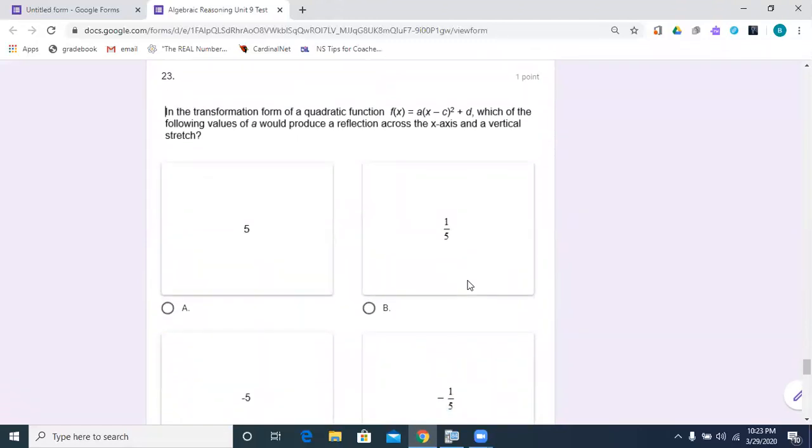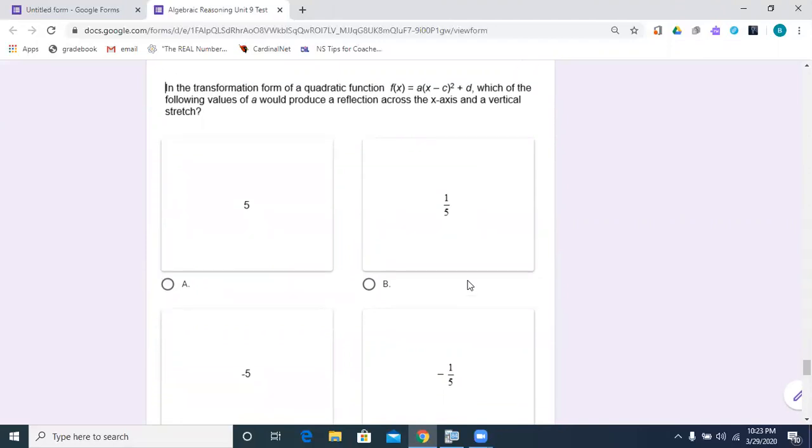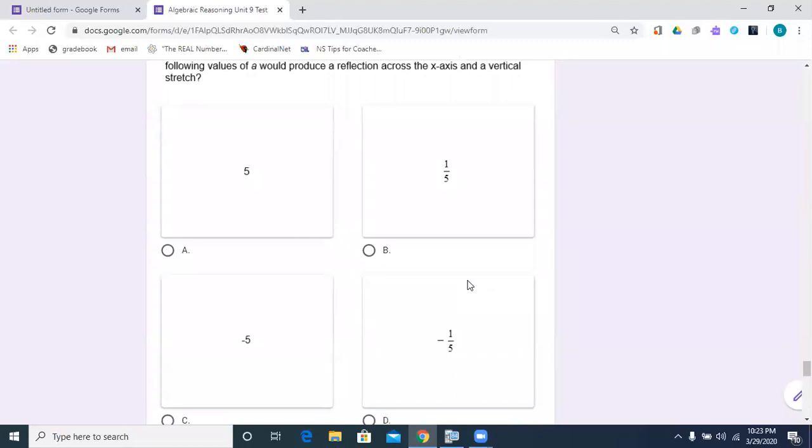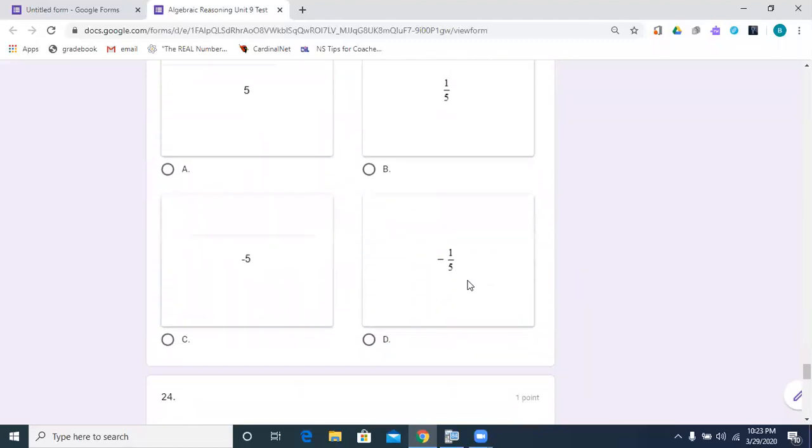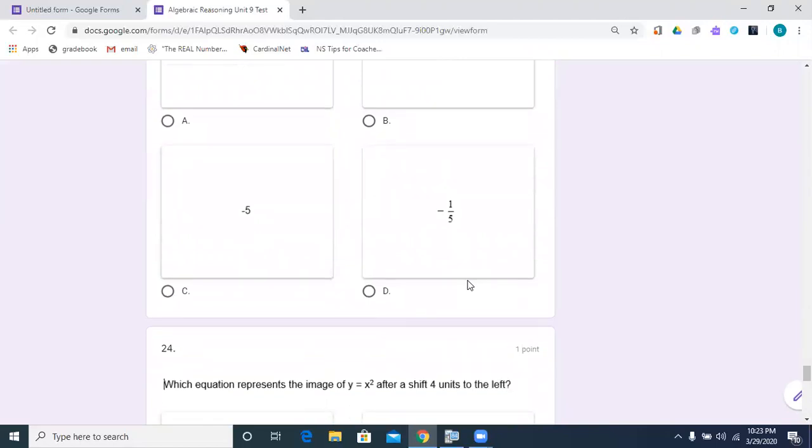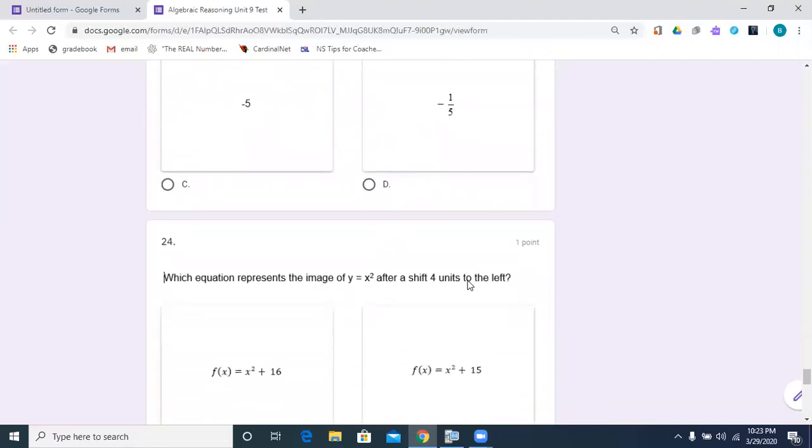Number 23. In the transformation form of a quadratic function, f of x is equal to a times (x minus c) squared plus d, which of the following values of a would produce a reflection across the x-axis and a vertical stretch? A, 5. B, 1/5. C, negative 5. D, negative 1/5.